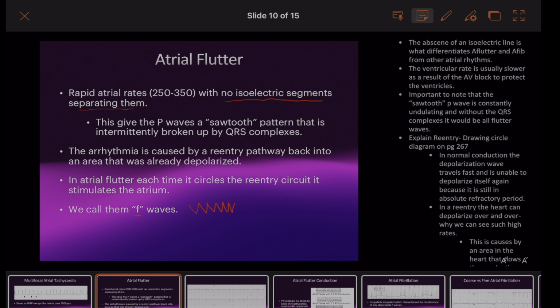Each one of those is an atrial contraction. If you were to take the QRS complexes away from an atrial flutter rhythm, you would just see this P wave conduction the entire time and no QRS complexes. The reason the QRS complexes are kind of intermittently placed is because the AV node is trying to protect the ventricles. So it's keeping the ventricular rate slower than the atrial rate in most cases. So we would see a rhythm that might look like this.